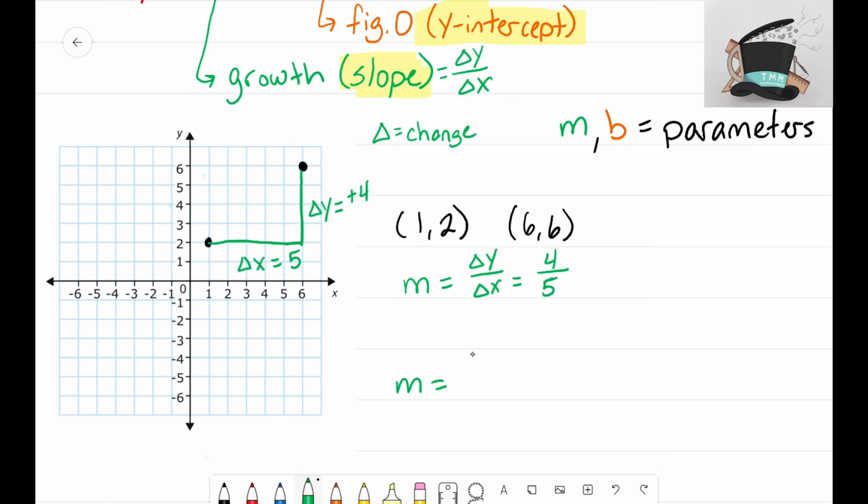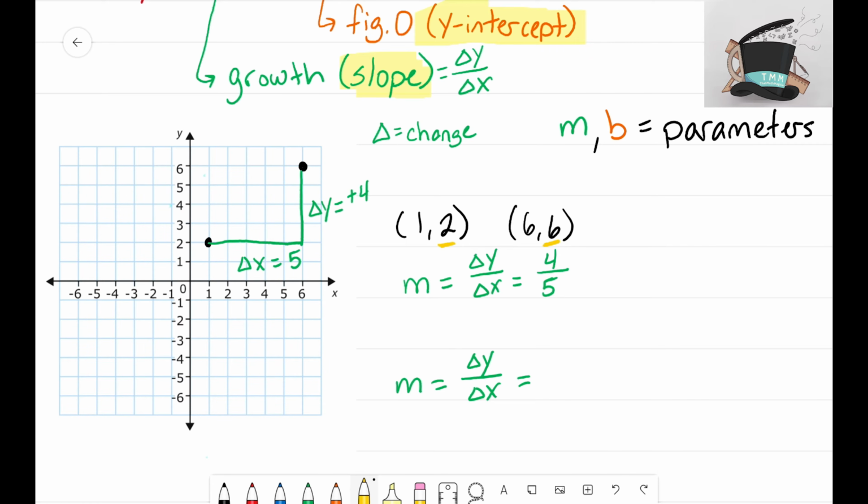M equals, well, M still is always going to be delta y over delta x. And remember that delta just means change. And so when I'm talking about the change of y, what I'm really talking about is how is my y changing from 2 to 6? Okay, how is my point there changing?